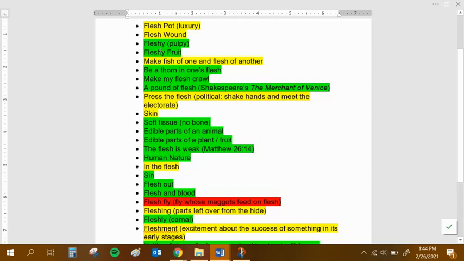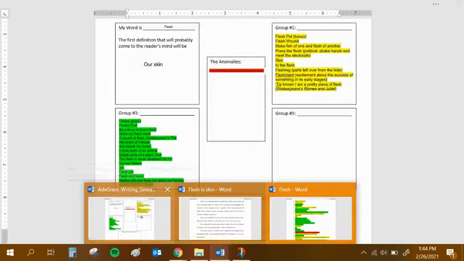So when I started looking at my different ways of using the word flesh, I started thinking about how I could group this. And this is going to take my brainstorming list and look at it and say, okay, how can I group these words together? And so when I took my list, I then changed it over to my planner. Let me show you what my planner looks like, everybody.